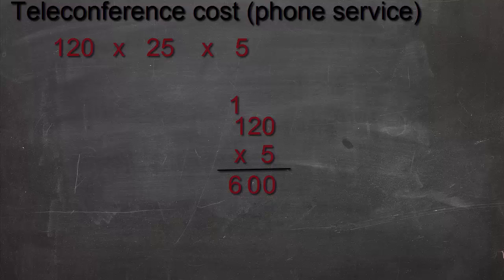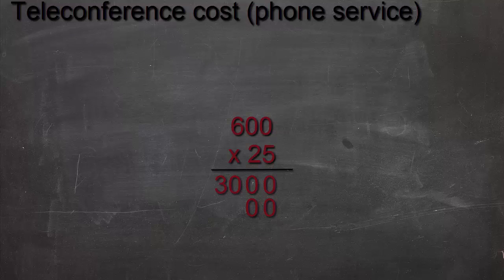Then we've got 600 times 25. So here, 5 times 0 is 0, 5 times 0 is 0, 5 times 6 is 30, and we have to add in the mystery 0. 2 times 0 is 0, 2 times 0 is 0, 2 times 6 is 12. And we draw another line, and we do 0 plus 0 is 0, 0 plus 0 is 0, 0 plus 0 is 0, 3 plus 2 is 5, 1 plus nothing is 1, and we end up with 15,000.